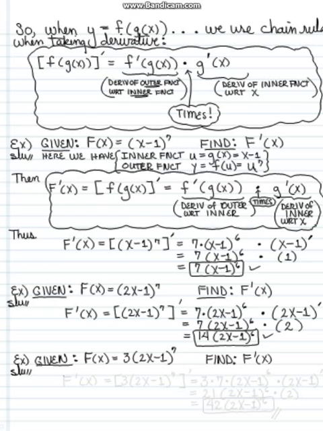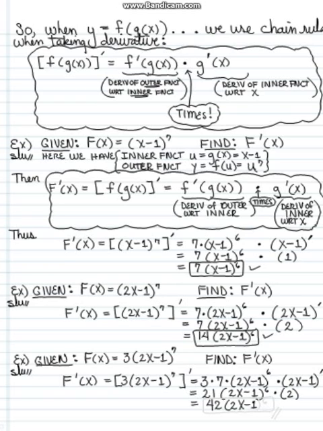Okay, here we go. Solution. Capital F prime of x is equal to [3(2x minus 1) to the 7th power] prime, which is 3 times, bring down the 7, times (2x minus 1) to the 7 minus 1, which is 6, times the derivative of our inner function, (2x minus 1) prime. Okay, let's figure out what that derivative is. It is times 2, like it was last time. Bring it to the front, we get 42 times (2x minus 1) to the 6th power.